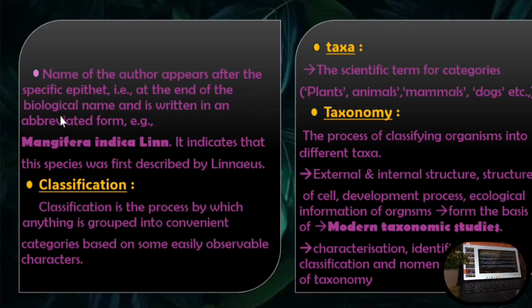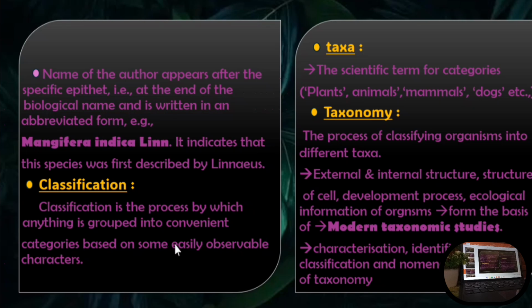And next is another point, where the name of the author appears after the specific epithet, that is, at the end of the biological name, and is written in an abbreviated form. Example, Mangifera indica Linn. It means it was given by Linnaeus. And the next definition is classification.